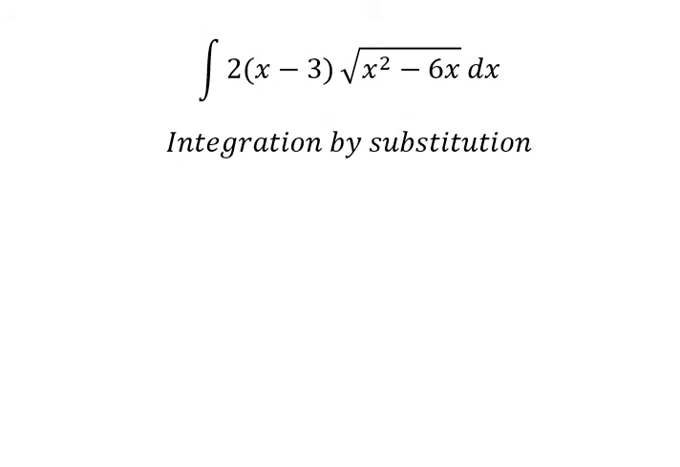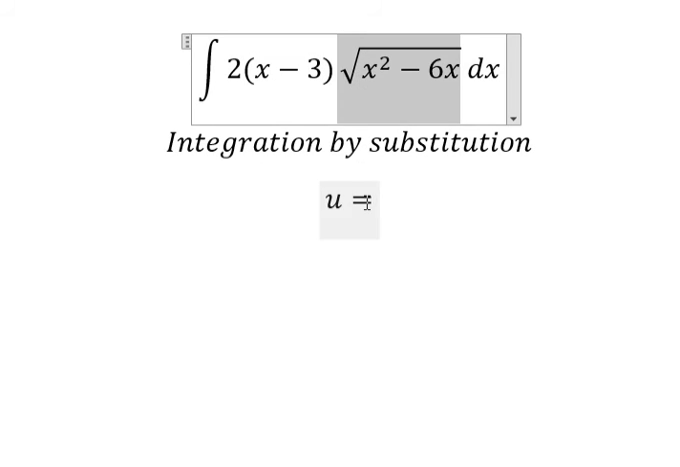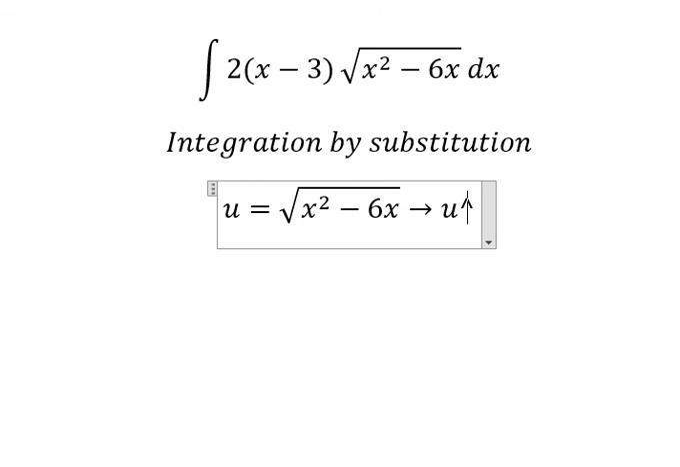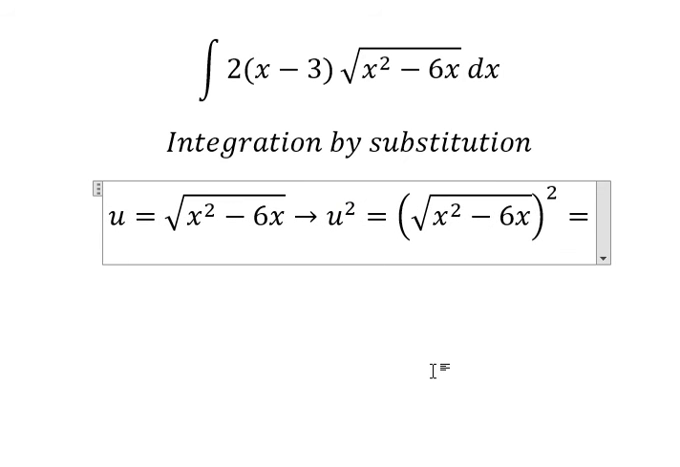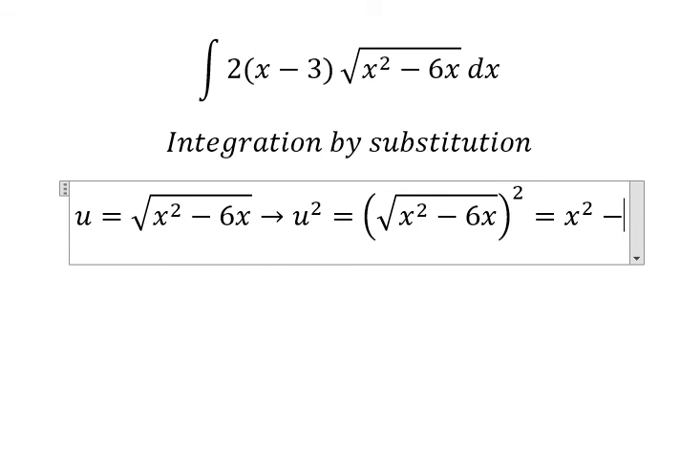So I will put u equals to this one. We square both sides to cancel the square root, and you get s squared minus 6s.